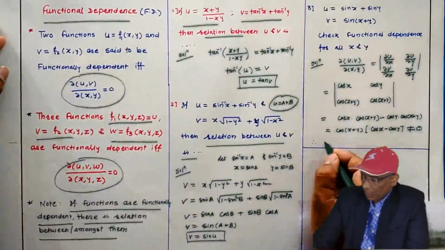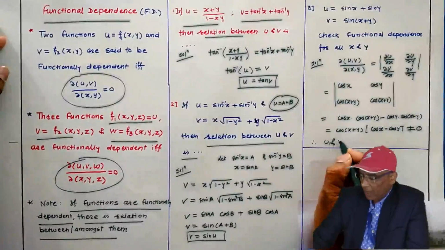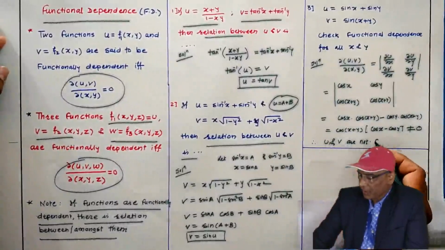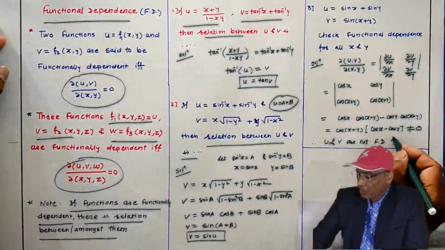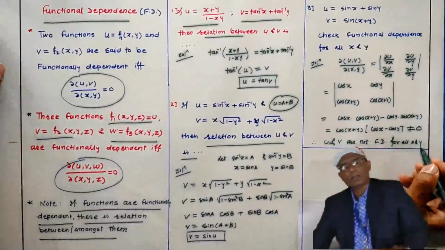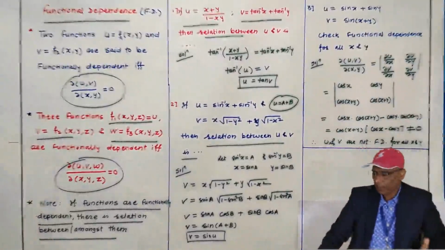Therefore, u and v are not functionally dependent for all x, y. It may be the chance that for particular values of x and y it may be 0.